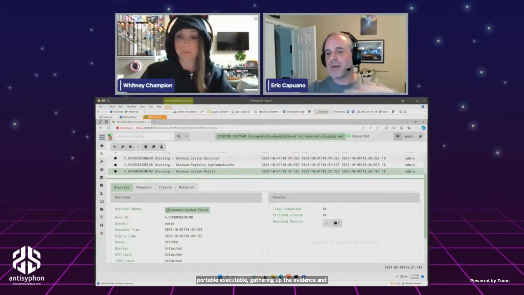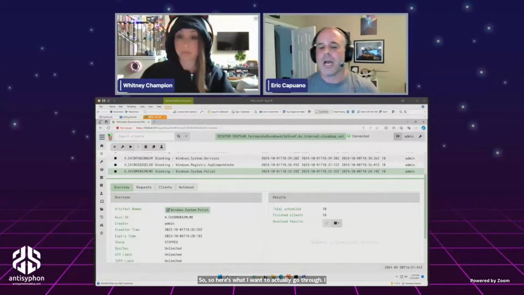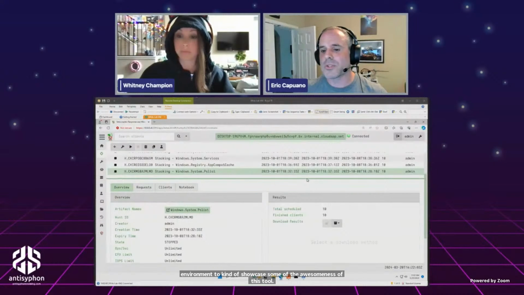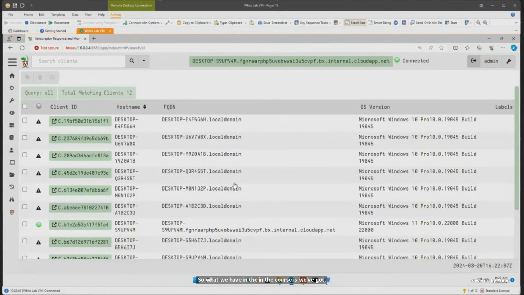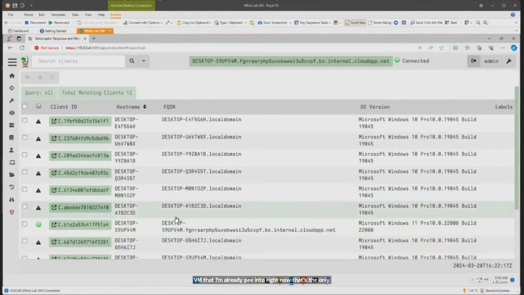So here's what I want to actually go through. I want to step through a handful of hunts that we've run across a number of systems in this compromised environment to showcase some of the awesomeness of this tool. In the course, the one VM that you connect to is this VM that I'm already keyed into right now. That's the only one that's online, but we actually have imported hunts from about 9 other systems, actually, a total of 10 other systems.